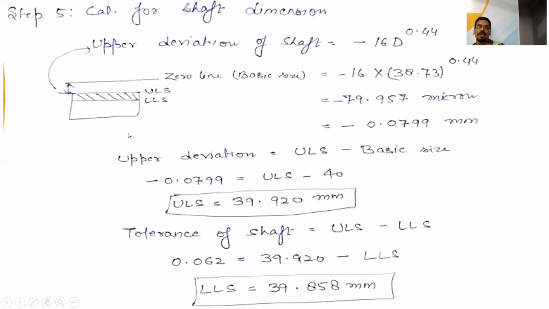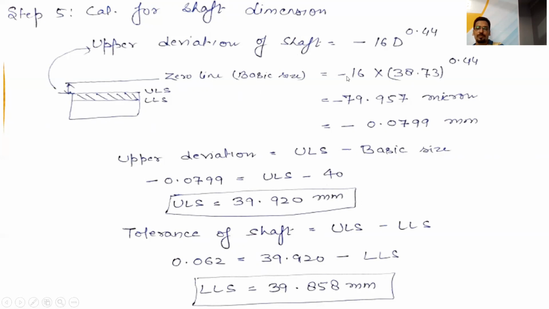Next, we have to calculate shaft dimension. So for calculation of shaft dimension, we have to use upper deviation of shaft. What is upper deviation of shaft? Let us suppose this is the zero line, and this is our shaft. Upper limit of shaft, lower limit of shaft. So the gap between the upper limit of shaft and the basic size is your upper deviation. So upper deviation of the shaft is provided as minus 16 d to the power 0.44.